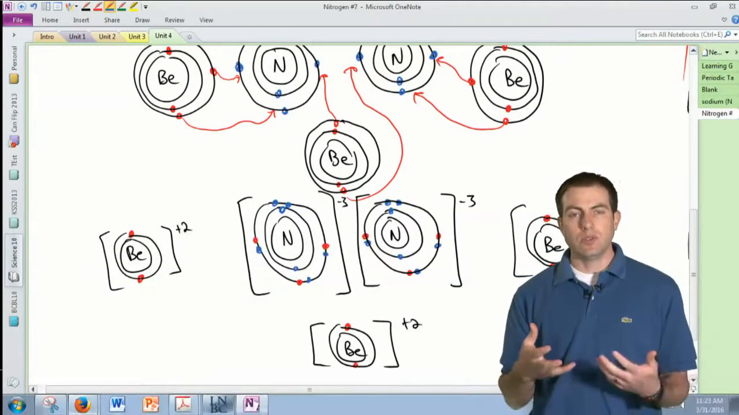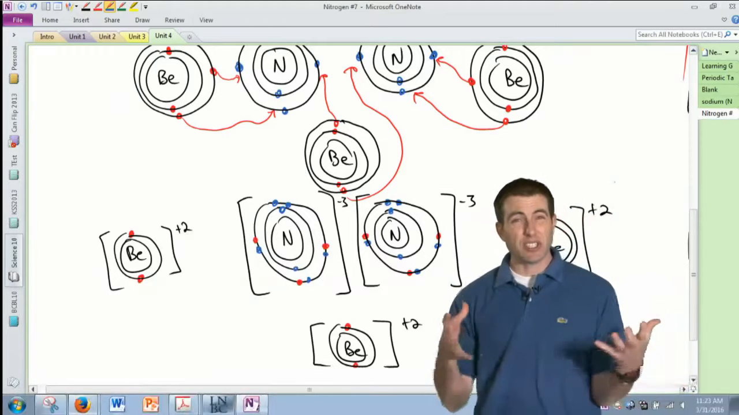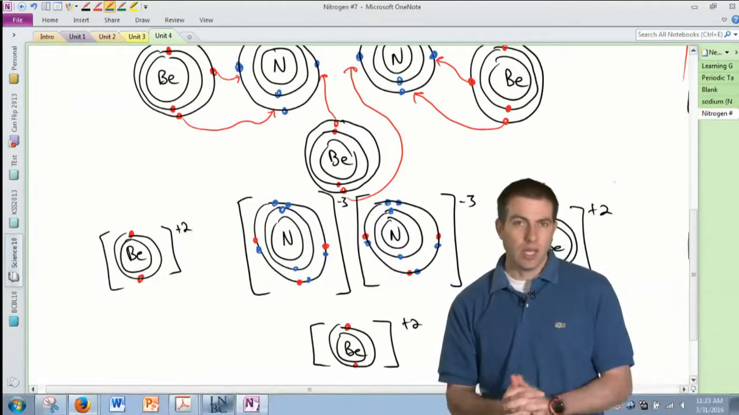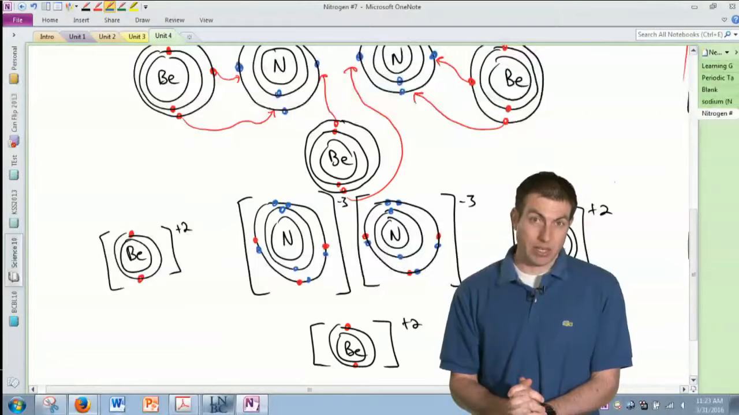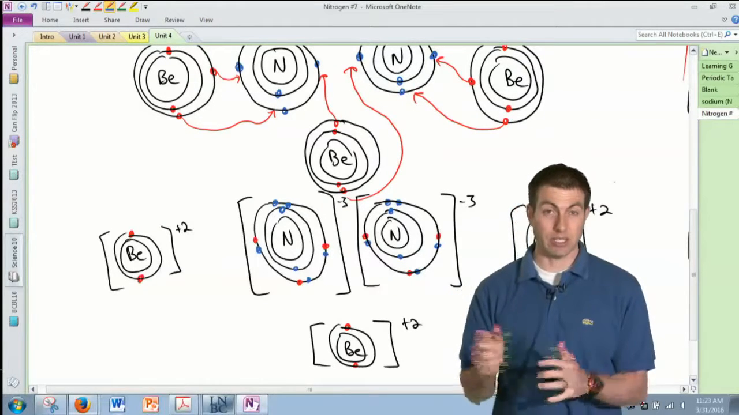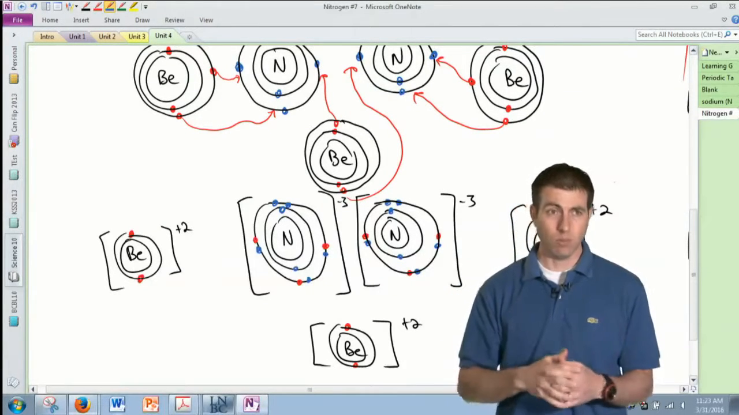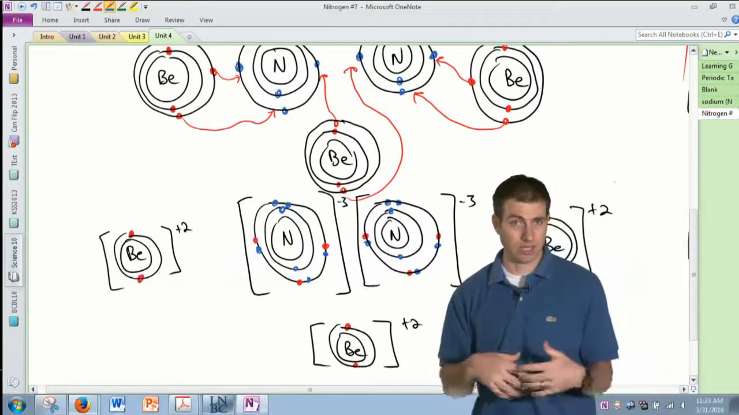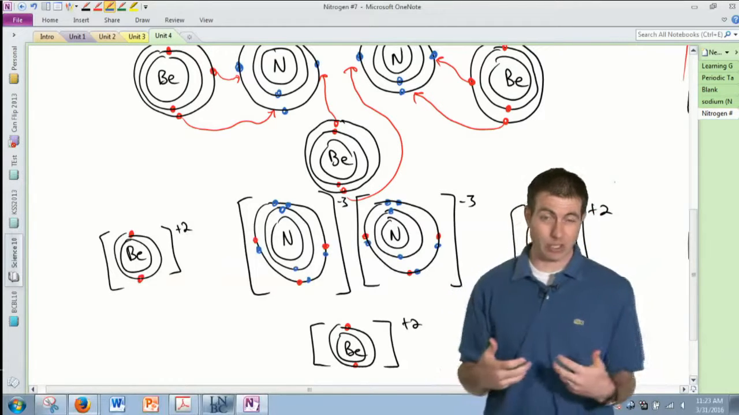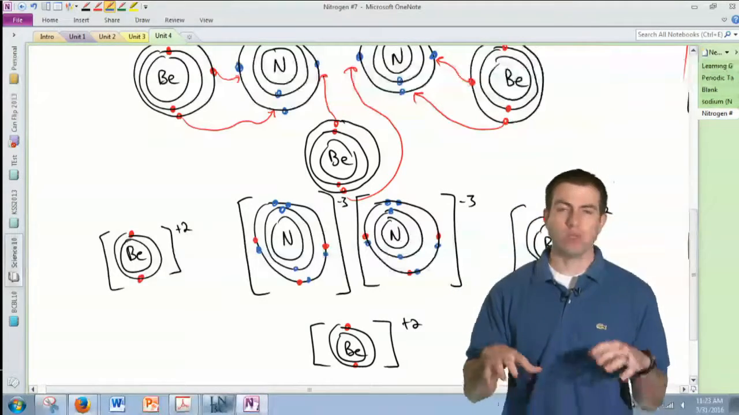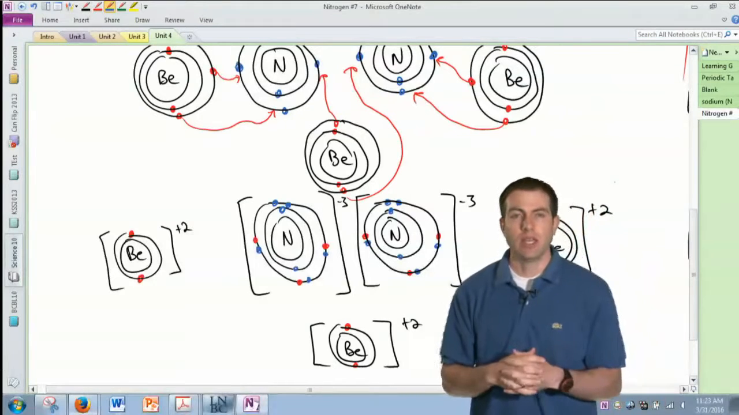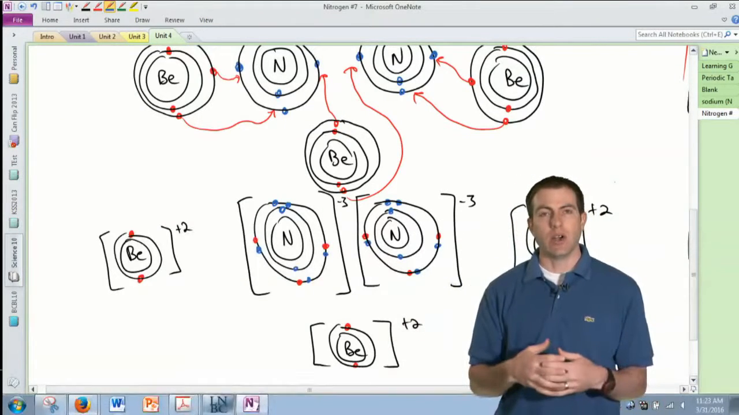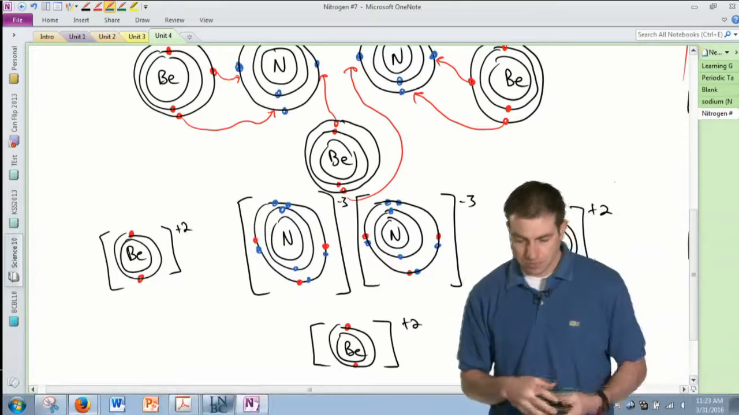We need to use Bohr models at the beginning to try to understand how this stuff works. Once we've wrapped our brains around why the electrons are getting transferred in the ways they are, why beryllium's interested in giving up 2, why nitrogen is interested in gaining 3, the stuff we're going to do later on is going to make a lot more sense.